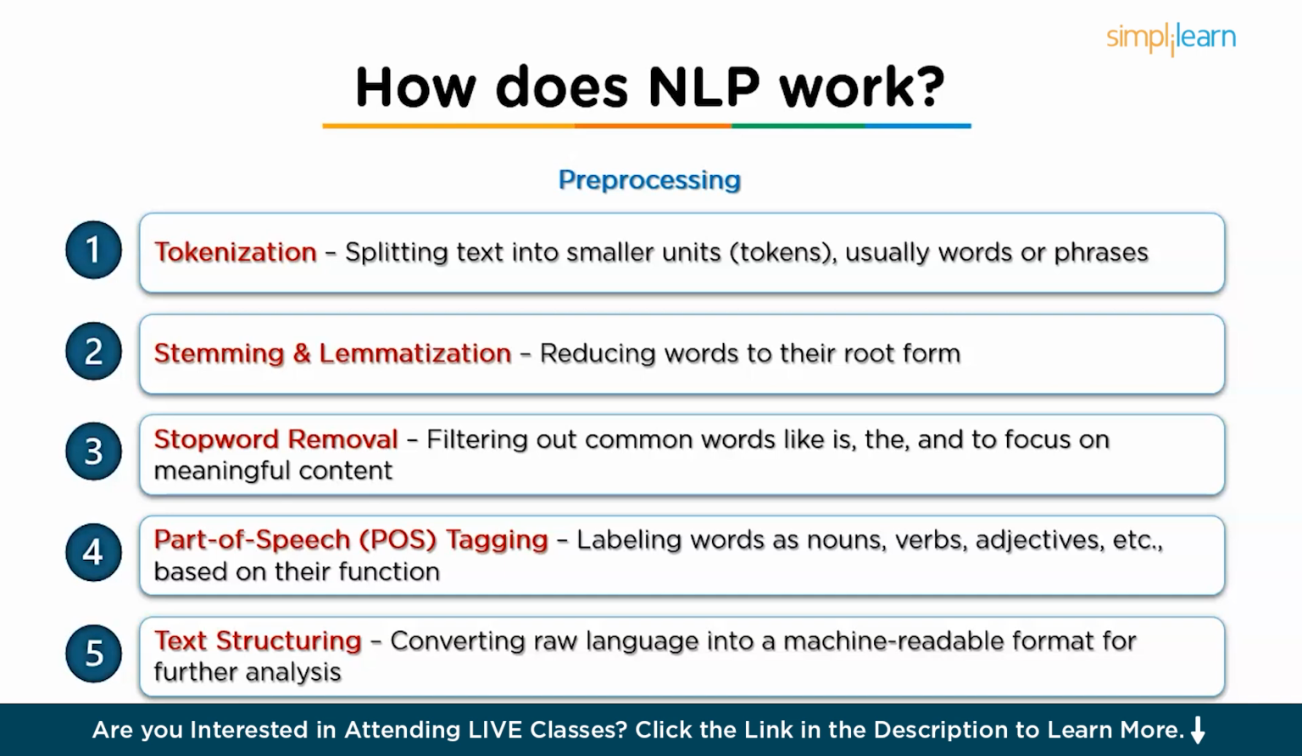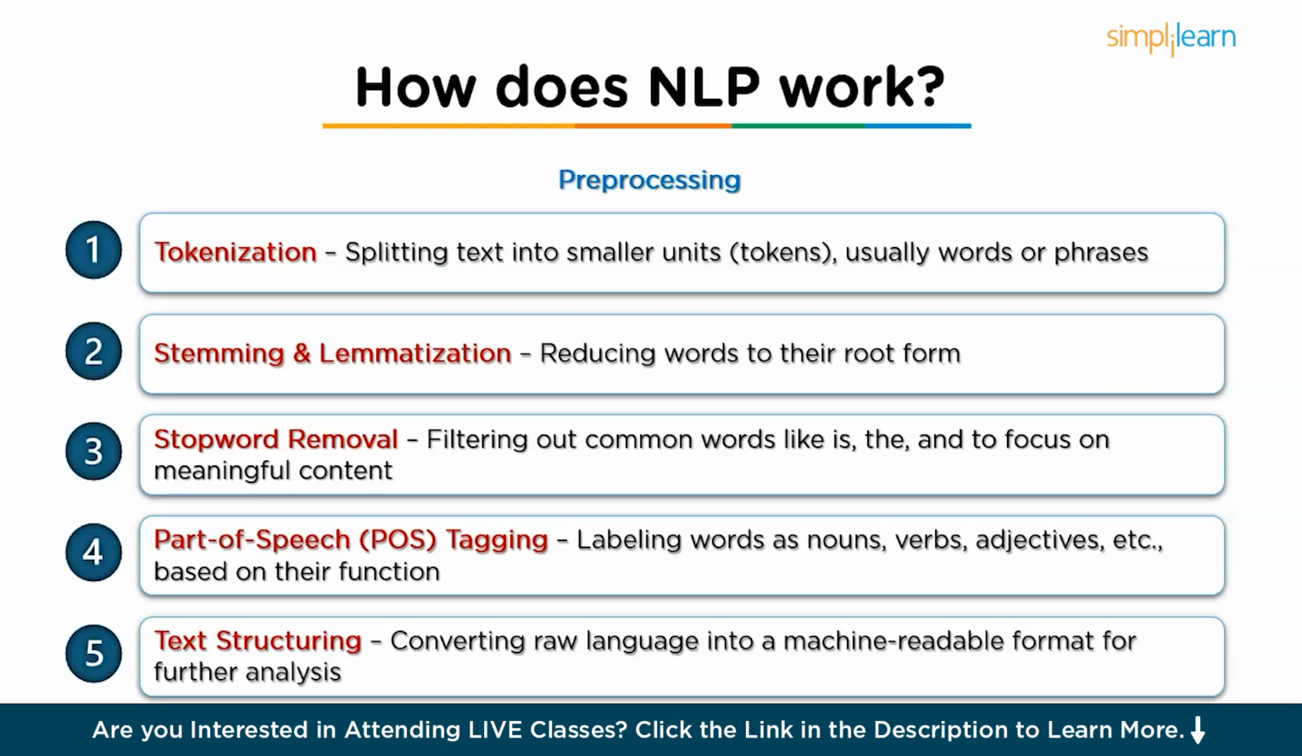Imagine you are cleaning up a messy document before analyzing it. This process starts with tokenization, where a sentence is split into smaller chunks or tokens, usually words. Then comes stemming and lemmatization. Here is where words are reduced to their root form. For example, running becomes run and better becomes good. This helps standardize the text and ensures that different variations of a word are treated as the same concept.